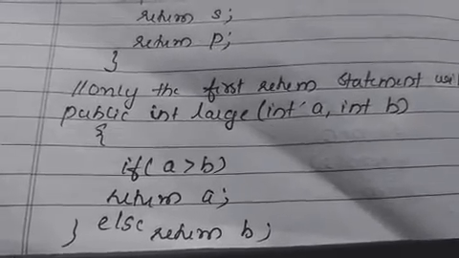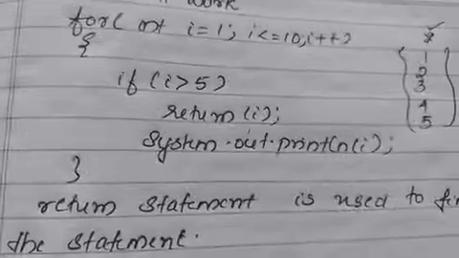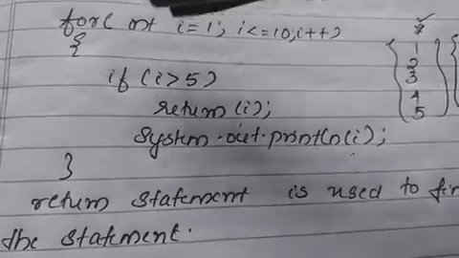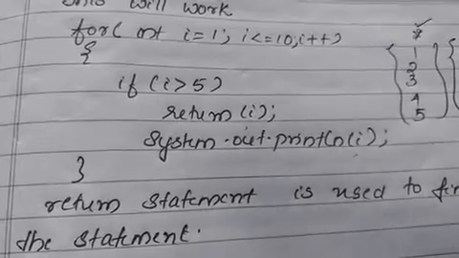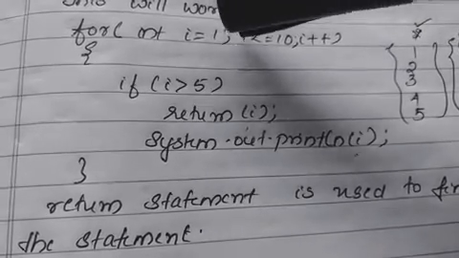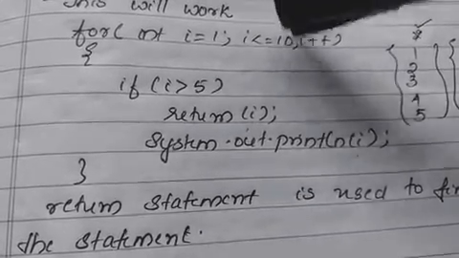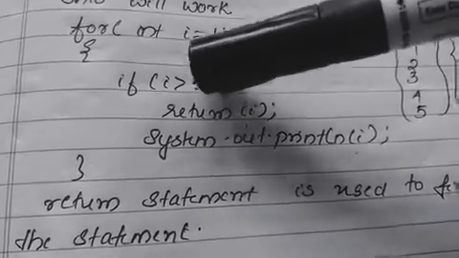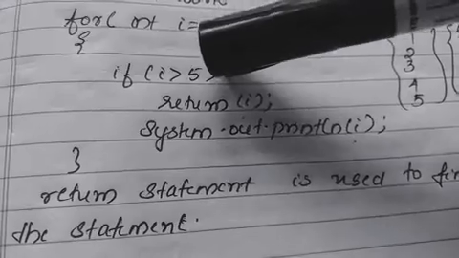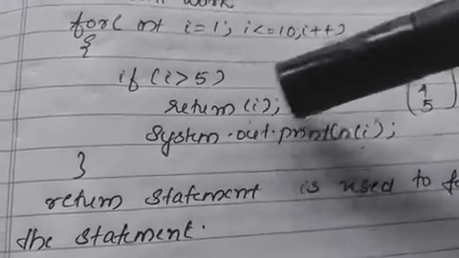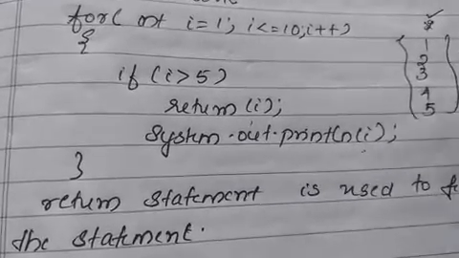Next, one more thing in the return statement. Consider this case: for int i equals 1, i less than or equal to 10, i plus plus. Here the program is for printing the numbers from 1 to 10. Inside the for loop, we have checked a condition: if i greater than 5, return i; then System.out.println(i).